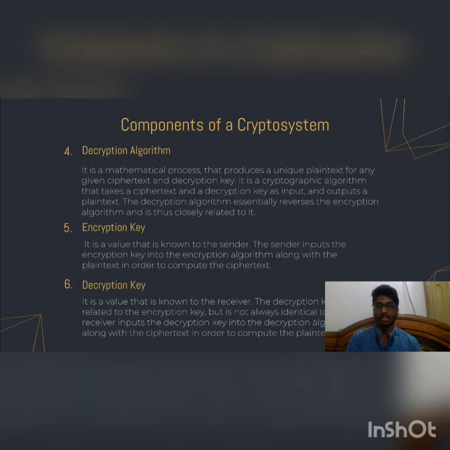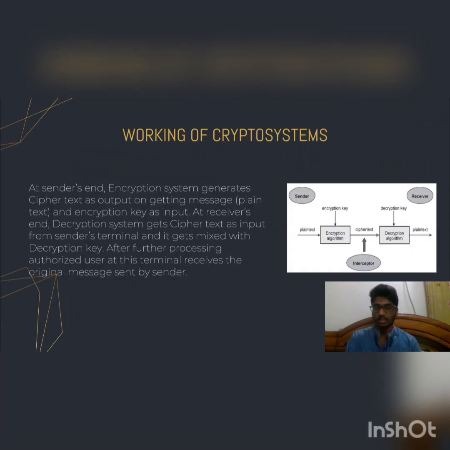And coming to the encryption key, the sender inputs the encryption key into the algorithm along with the plain text in order to compute the ciphertext. And the decryption key is what the receiver inputs into the decryption algorithm in order to compute the plain text.